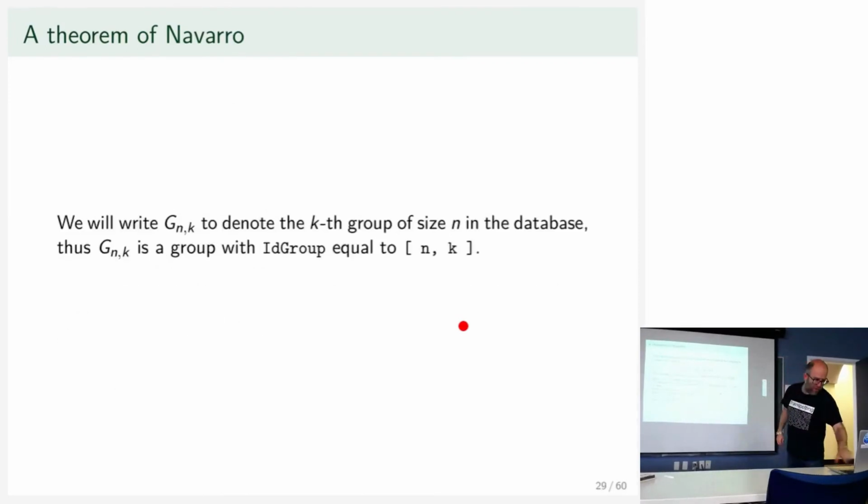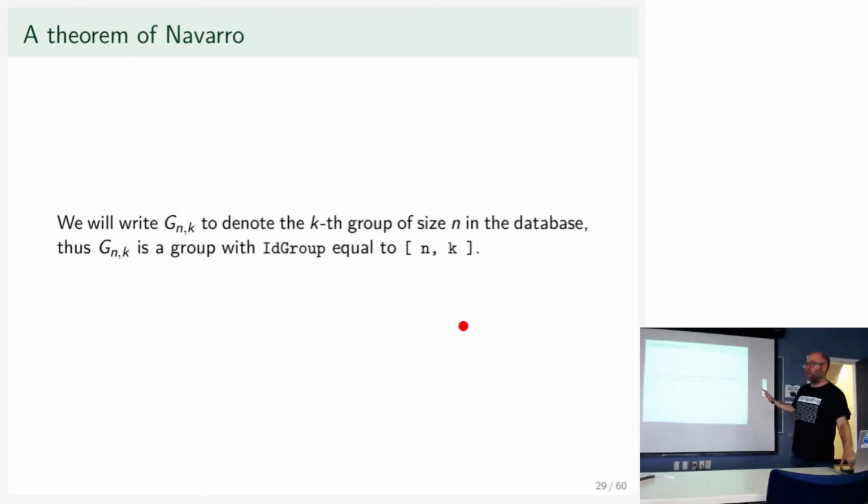Now the real stuff. So, notation, which is important. So remember that we have an IdGroup, right? So I have a group. If I apply IdGroup, I'm going to get something like this, where this is the size of my group and this is the position, right? Let's say that G(n,k) is a group isomorphic to a group with ID (n,k). Is it clear? So if I say let G be G(n,k), what I'm saying is that I'm taking the group of size n that is located at position k in my list. Okay? Notation.